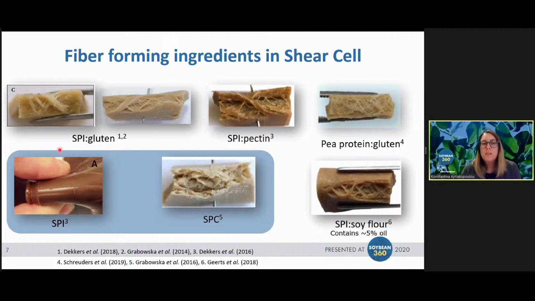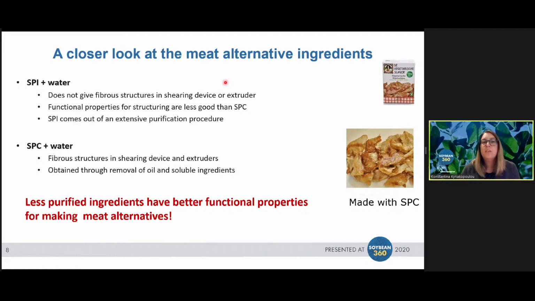But once we look at the really commercial samples, if we compare soy protein concentrate and soy protein isolate, we see that the isolate itself is quite a bit more rubbery and doesn't form the desirable fiber structure as the protein concentrate does. So this made us also look at the meat alternatives that are already on the market. What we see in general is that the production of plant-based meat analogs uses a lot of soy protein concentrates. Soy protein concentrates can give us quite a fibrous structure, while soy protein isolate on its own, in any device, so in our Sear Cell device but also in extrusion application, doesn't seem to be a good ingredient.